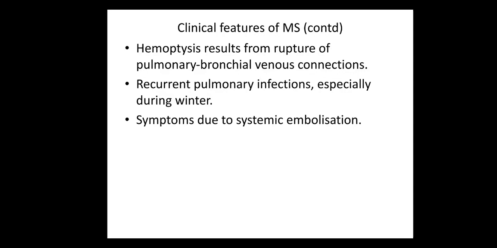Hemoptysis is also one of the important symptoms. It occurs due to rupture of pulmonary bronchial venous connections. Then patients with MS are prone to recurrent pulmonary infections, especially during winter months. And they may also develop symptoms due to systemic embolization, like hemiplegia or loss of a limb, due to the emboli getting dislodged and entering the systemic circulation.